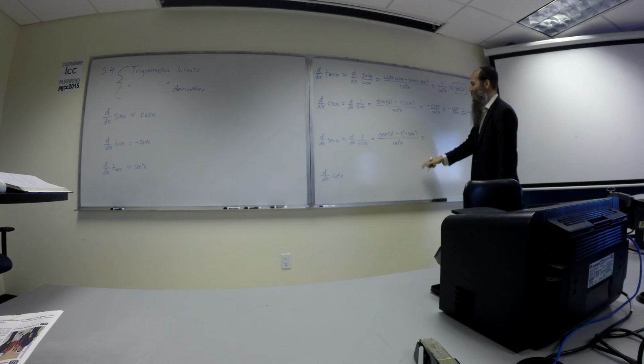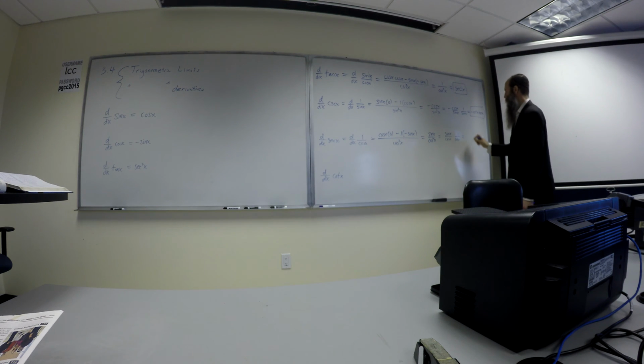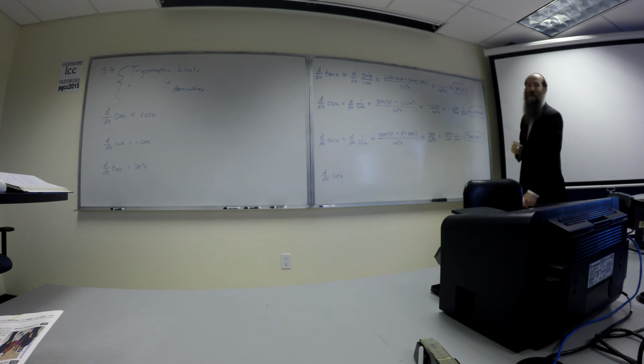Same basic thing happens, except this time we get a positive sign. So we get sine x over cos squared, but I don't want the ratio, so I'll write it as sine x on cos times 1 over cos. Sine on cos is tan. 1 over cos is secant. So derivative of secant is secant tan.